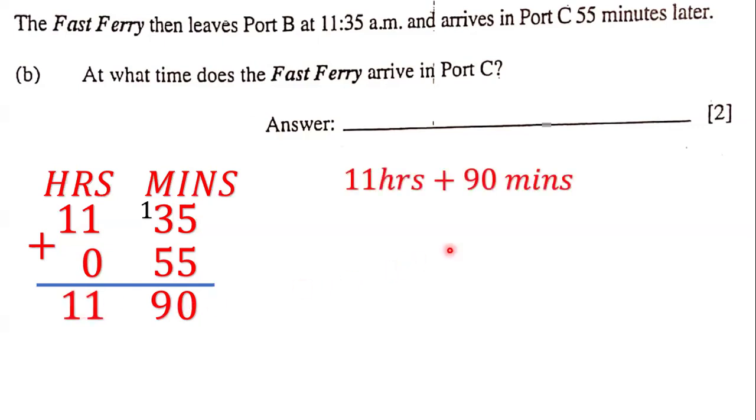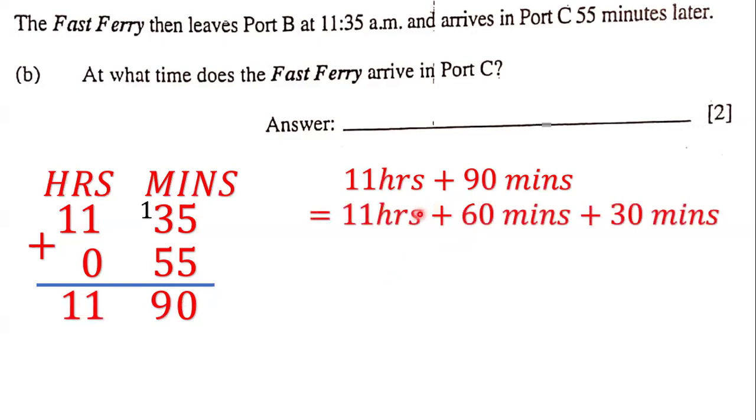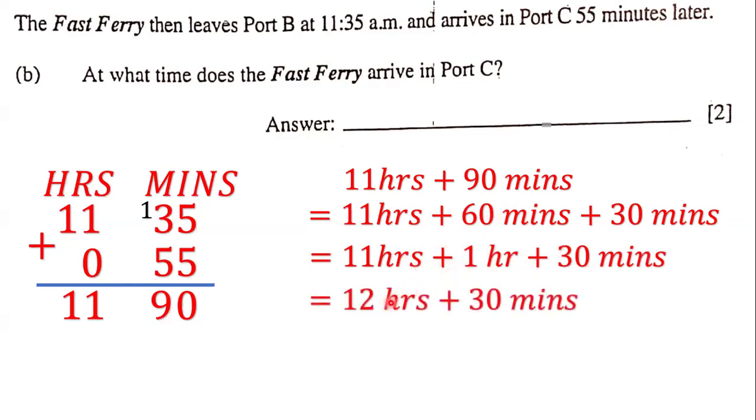And so notice that 1 hour is 60 minutes. Again, 1 hour is 60 minutes. So we're going to take 90 minutes and split it into 60 and 30. And so we have 11 hours plus 60 minutes plus 30 minutes. And we know that 60 minutes is 1 hour. And so it's going to be 11 hours plus 1 hour plus 30 minutes. And 11 hours plus 1 hour is definitely going to be 12 hours. And so we have 12 hours and 30 minutes. And so that means that the time that the fast ferry arrived in Port C is going to be 12:30 p.m. And 12:30 p.m. is the answer to this question.